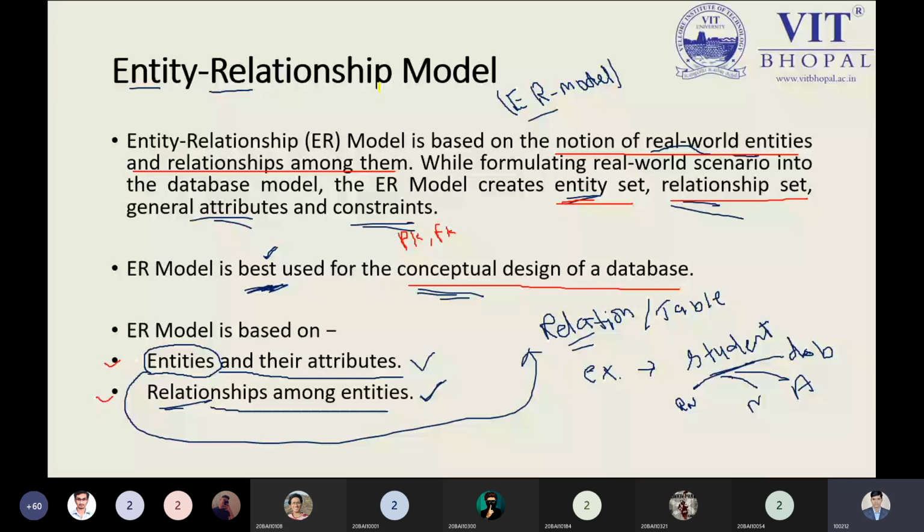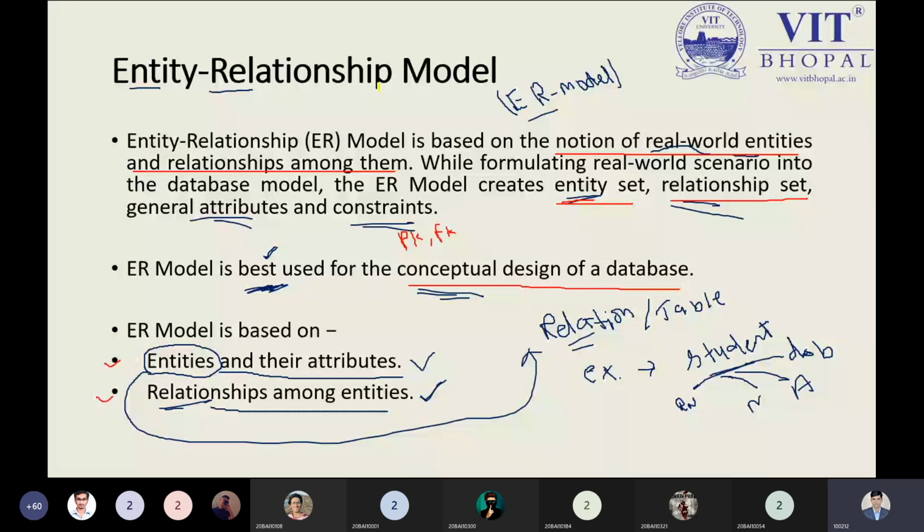So while formulating the real world scenario into the database model, the ER model creates the entity set. No problem, I will tell you each and everything properly. Whenever you have any problem, you can ask me. And next we have the relationship set. And next we have the general attributes and constraint. General attributes means we're talking about the columns, and constraint means we're talking about the foreign key, primary key.